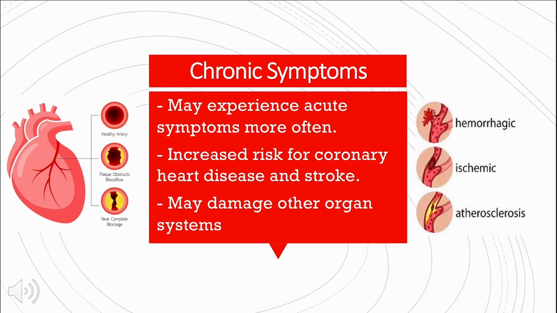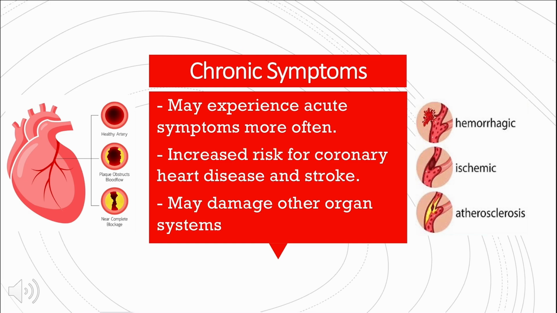Those who have been chronically living with hypertension over many years may face any of the acute symptoms more frequently, but they are also at a higher risk for more serious conditions. Coronary heart disease, also known as heart attacks, can develop due to an obstruction within the coronary artery. The obstruction may be caused by atherosclerosis or a blood clot lodged in the artery.